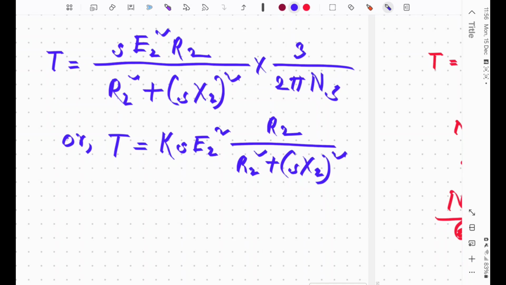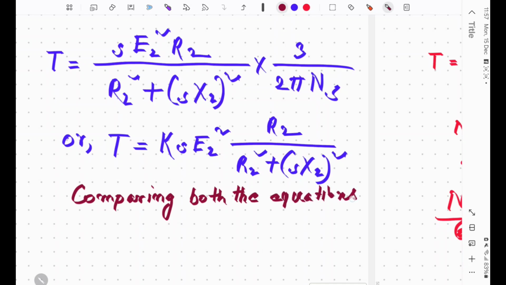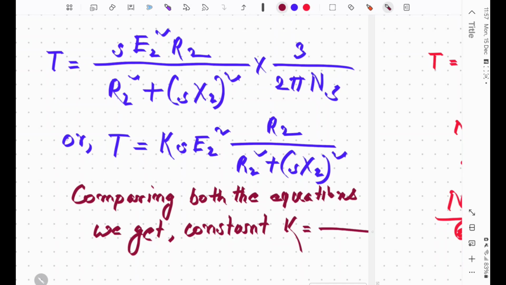Now, by comparing both the equations, we get the constant k is equal to 3 by 2 pi ns. Okay, this is the complete derivation of the torque equation of a three-phase induction motor, and the explanation, or you can say the derivation, of the constant term k.